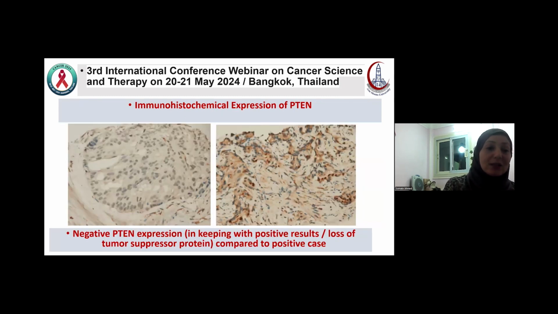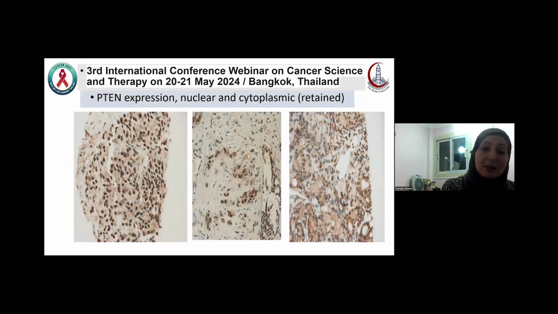Regarding PTEN loss, this is a cribriform prostatic adenocarcinoma. There is loss of PTEN, and this is a positive result because this is a tumor suppressor gene. And this is another case of prostatic adenocarcinoma, but it showed retained expression, cytoplasmic or nuclear expression. And these are other cases of prostatic adenocarcinoma in which there is retained expression, whether cytoplasmic or nuclear stain for PTEN.